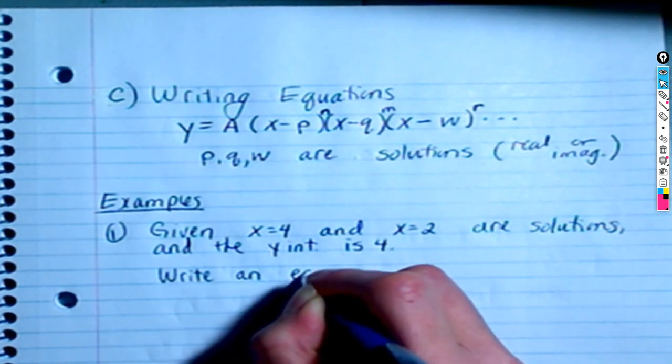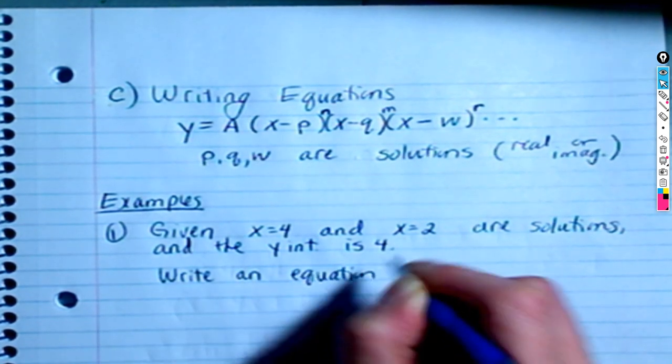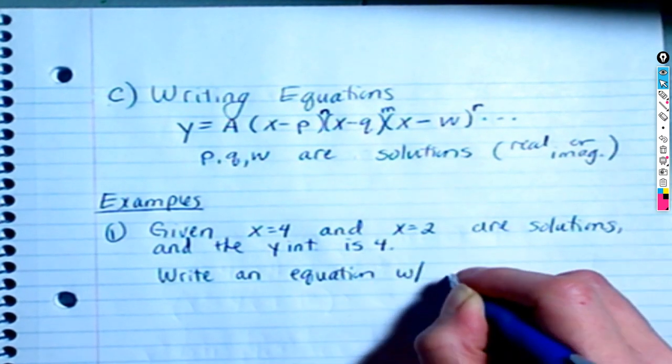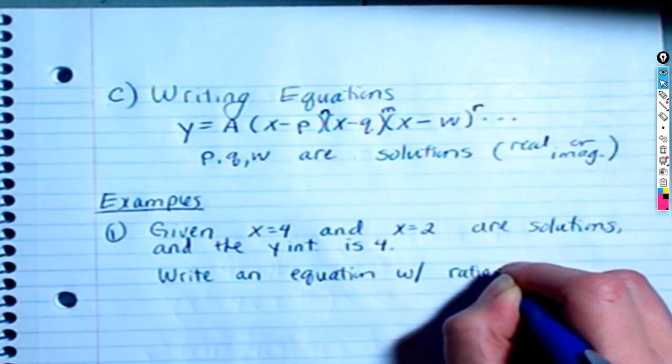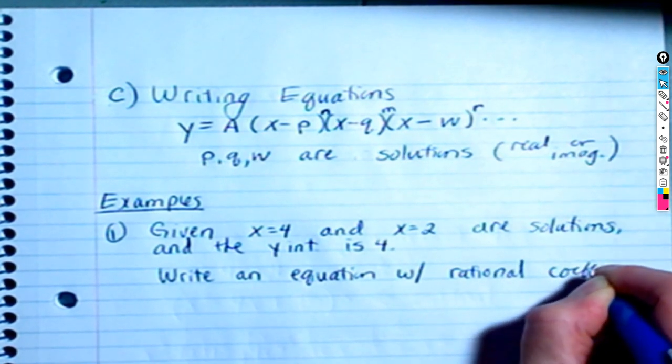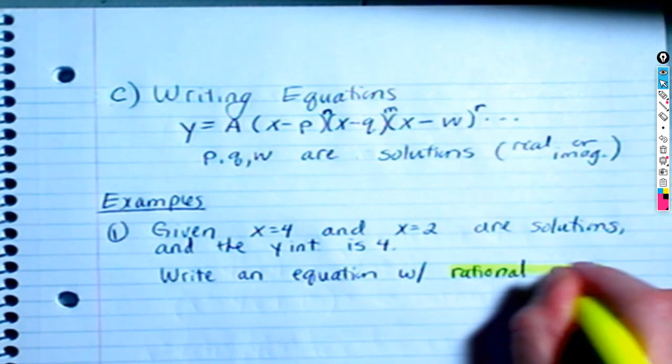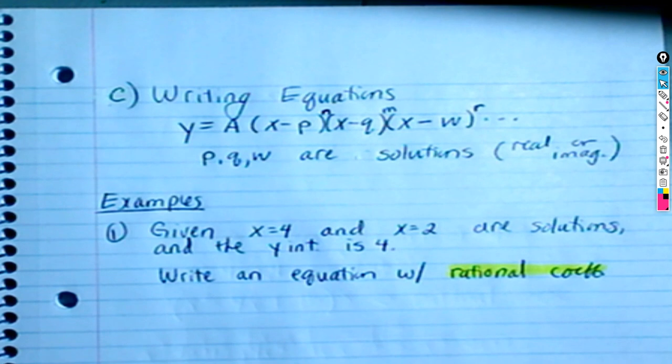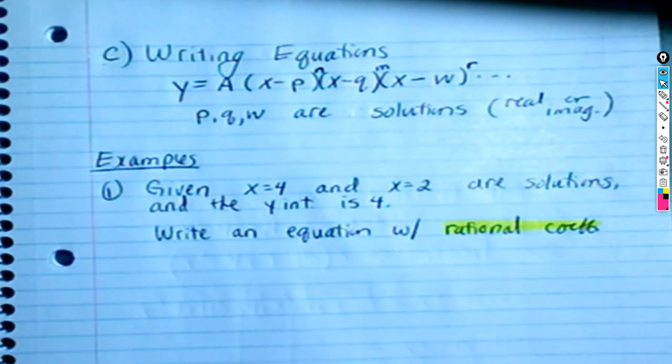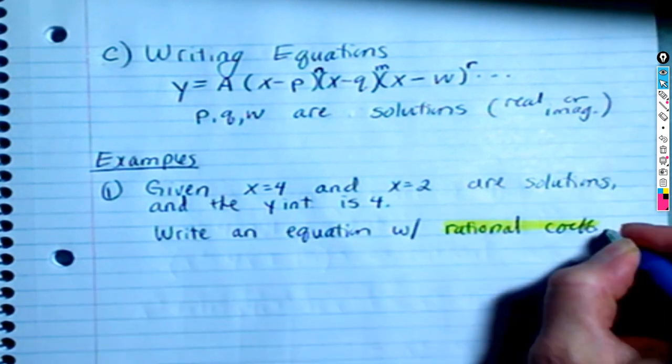equation with rational coefficients. This word right here, rational coefficients, is what means that the imaginary and radical roots come in pairs. Now in this example, I don't have radical or imaginary roots, but I just have real roots that are already rational. So write an equation with rational coefficients.